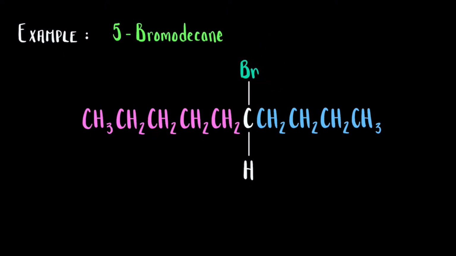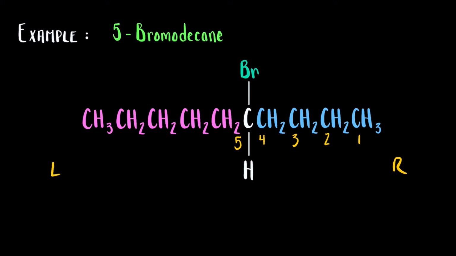So let's take a look at this example. We have 5-bromodecane. How can we predict if this molecule is chiral or not? First, we'll get to the carbon atom, the 5th carbon atom in this case, that is bonded to different substituents. So we have a bromine, a hydrogen, and then on the right side we have a CH2, CH2, CH2, CH3. So there's 4 carbon atoms on the right side. In this case, we'll just refer to this as the left and right side of the molecule.